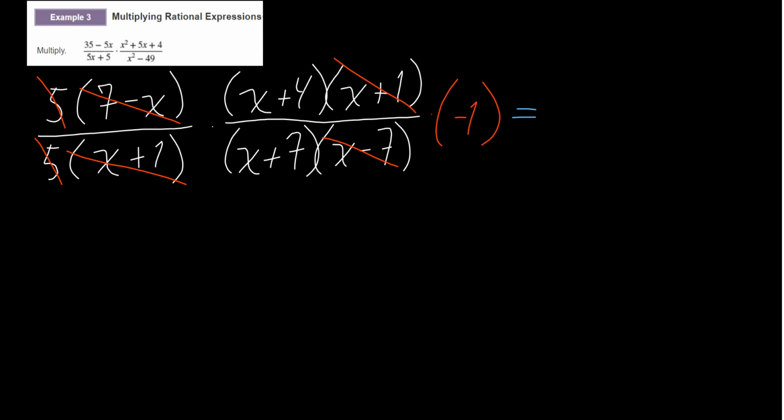So x plus 4 again in my numerator. Right, it's a negative. Account for that negative. X plus 4 in my numerator. My denominator is x plus 7. Okay. All right. So again, just a quick recap.